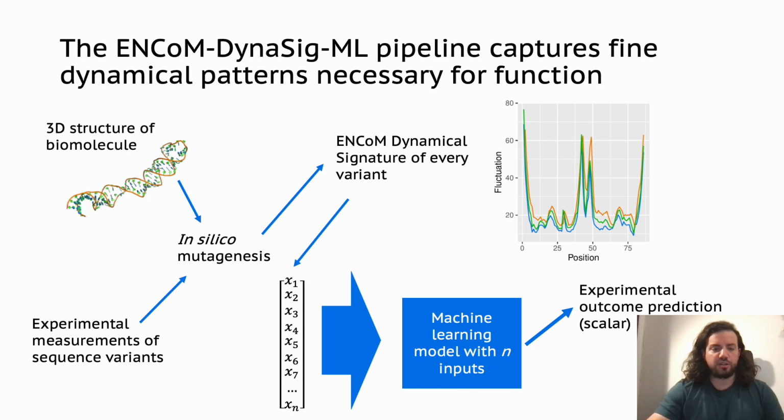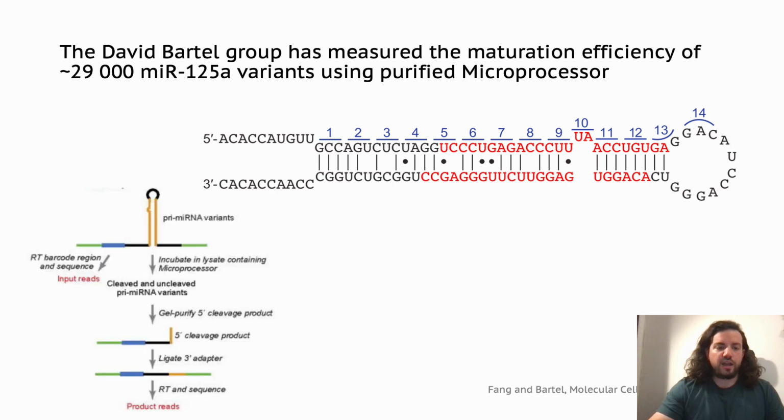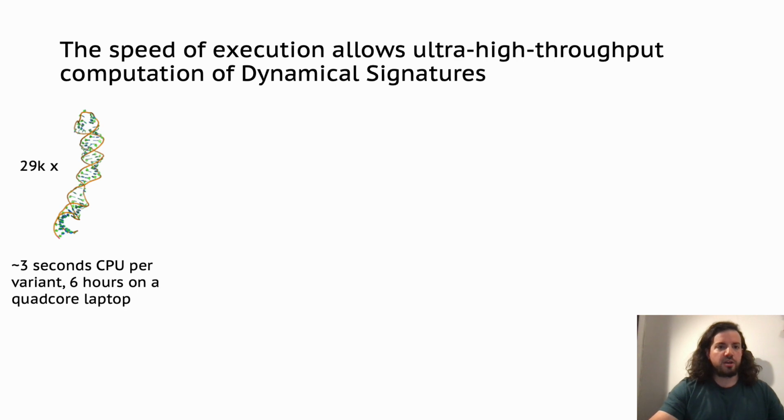and try to predict the experimental outcome. So the data we're using today is high-throughput maturation efficiency data of over 29,000 Mir125A variants using purified microprocessor. They were measured using barcodes, incubating all the sequences at once with the microprocessor and deducing the maturation efficiency.